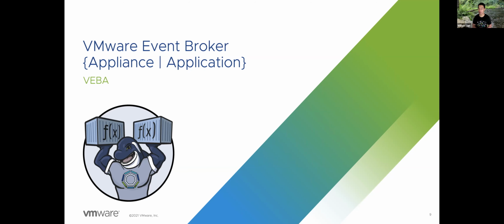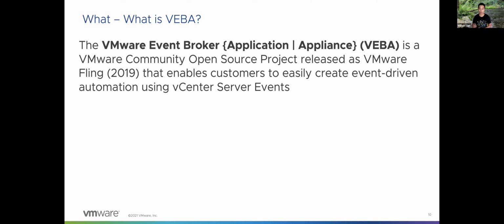This is a project that Michael and myself started in early 2018, and our first release came out in 2019. This project is completely open source. And we really wanted to rethink how customers can do event-driven automation using vCenter events.